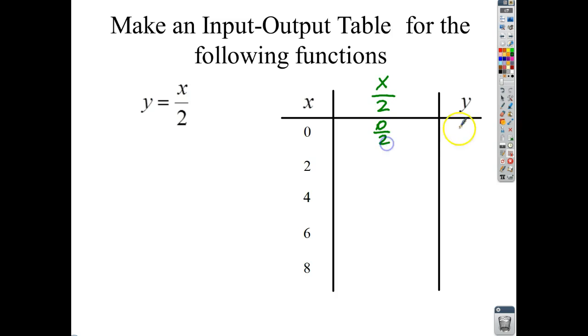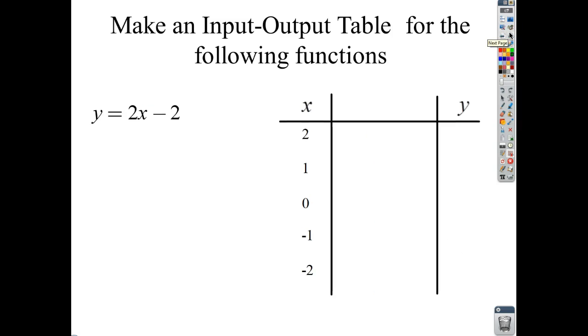So 0 divided by 2 is 0. 2 divided by 2 is 1. 4 divided by 2 is 2. 6 divided by 2 is 3. And 8 divided by 2 is 4. Okay? So there's my domain. Here are my inputs. Here are my outputs.